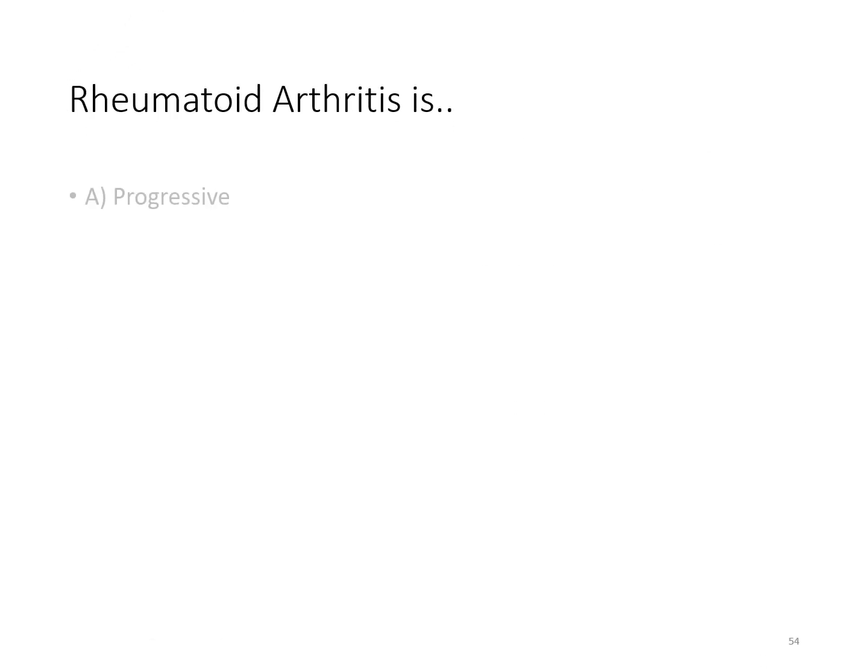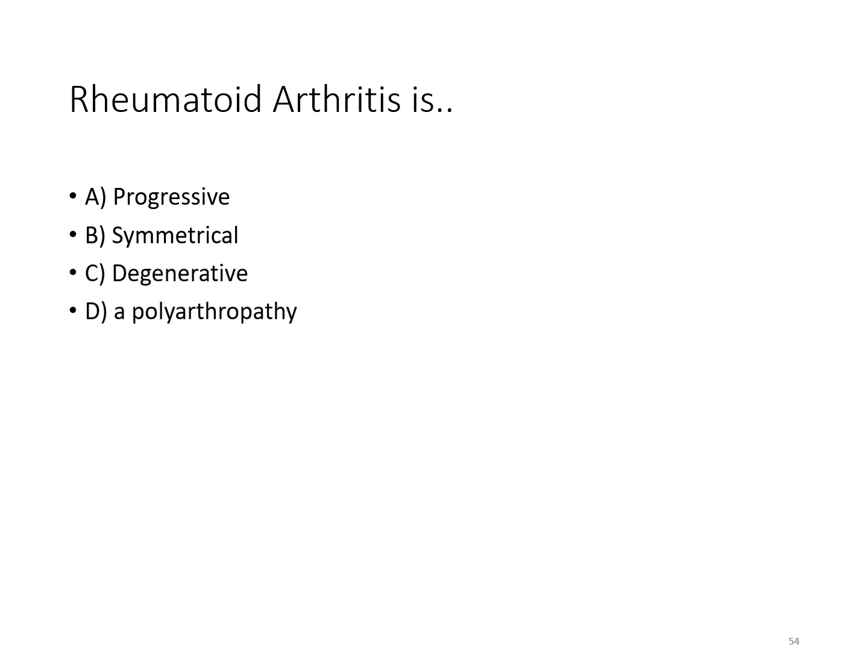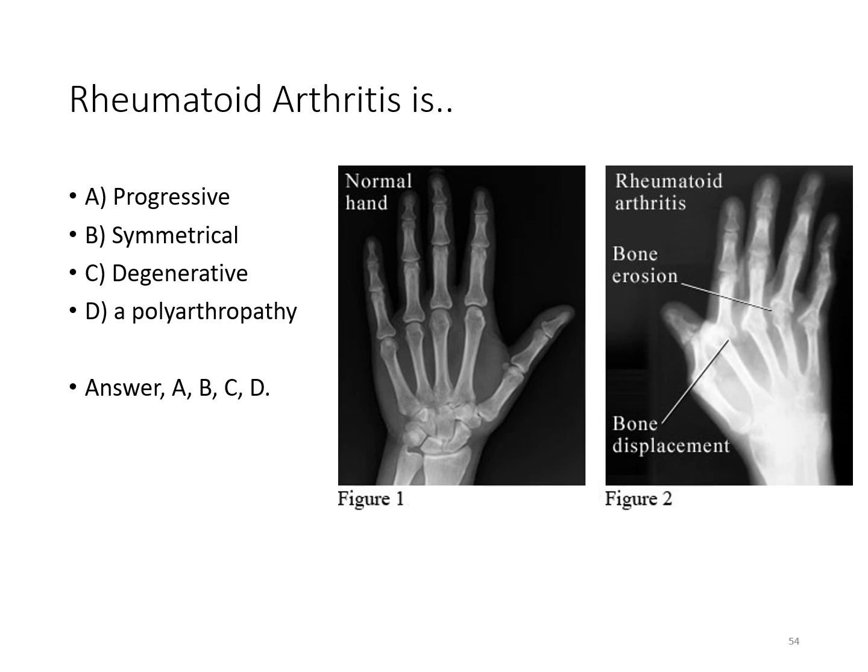Next question. Rheumatoid arthritis is progressive, symmetrical, degenerative, or a polyarthropathy. Which of those is correct? It's all of them. So there's a normal hand and there's a rheumatoid arthritis hand with what we mentioned before, the periarticular osteopenia, the joint erosions, and ulnar deviation.